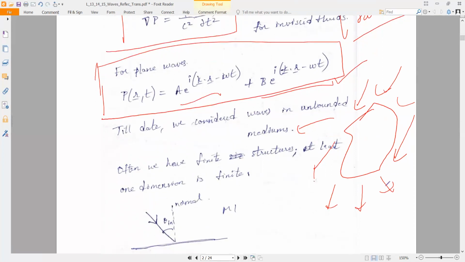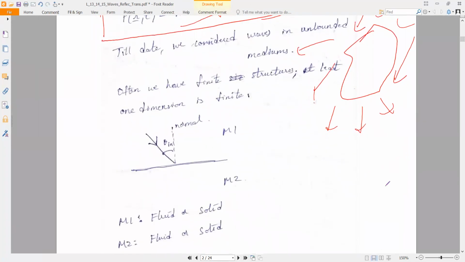So let's proceed. When you have two mediums, there is an interface which is common to both of them. That interface is referred to as the boundary. Often you can have a wave going from one medium to the other medium, and we always take the normal of the interface as the reference. Any wave angle that we consider will be measured with respect to the normal. This is a convention which people have been following over the last few decades. We will stick to it.